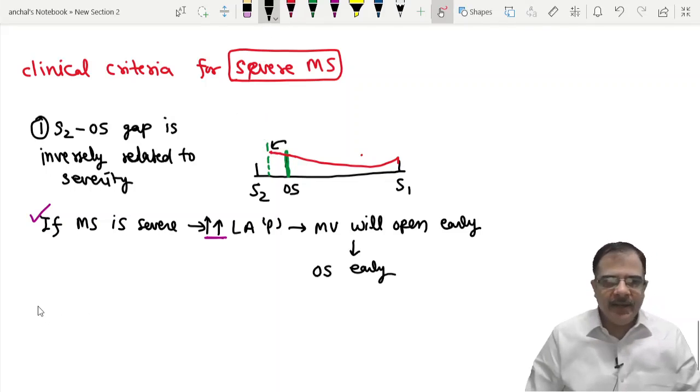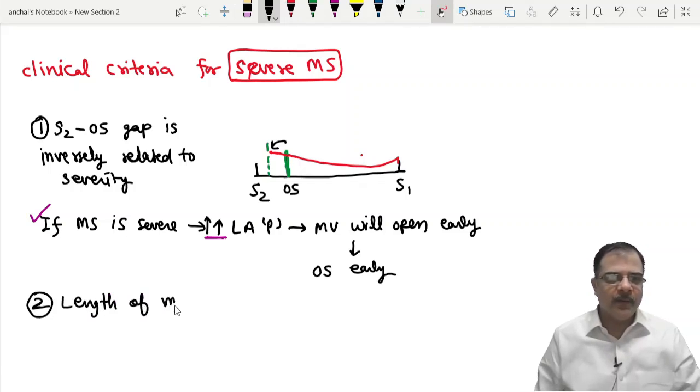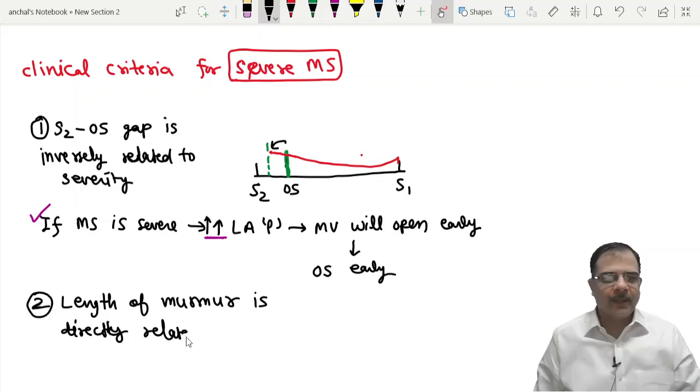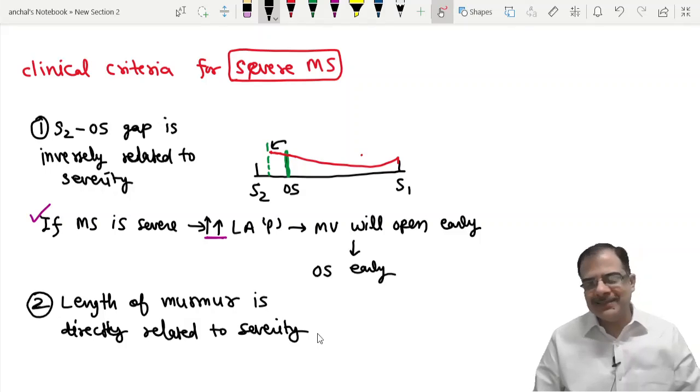So that is related to the first criteria only, and that is length of this diastolic murmur. Length of murmur of MS is directly related to severity. Length of the murmur is directly related to the severity.